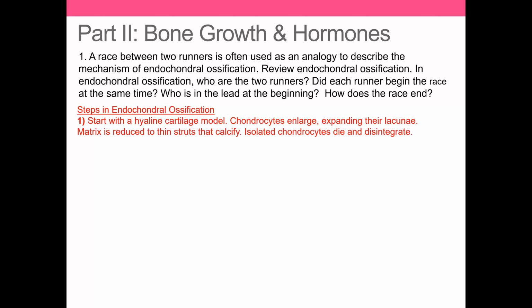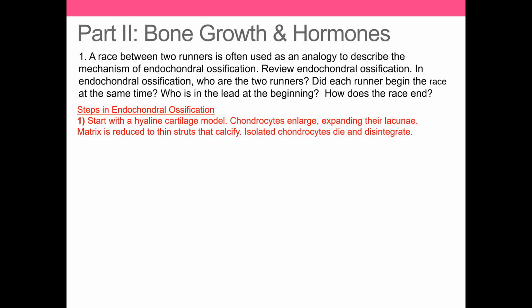Number 1, a race between two runners is often used as an analogy to describe the mechanism of endochondral ossification. Review endochondral ossification. So we're going to do that first. So let's review the process. So steps in endochondral ossification include, so we start with a hyaline cartilage model. The chondrocytes enlarge, and this causes their lacunae to expand. The matrix between the lacunae is reduced to very thin struts, and these start to calcify.